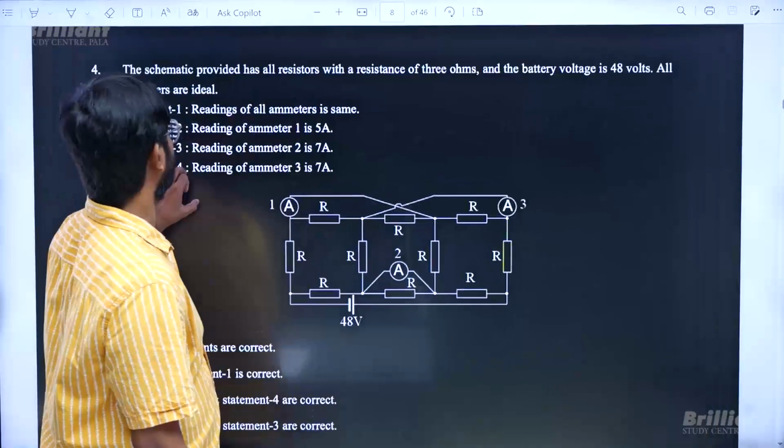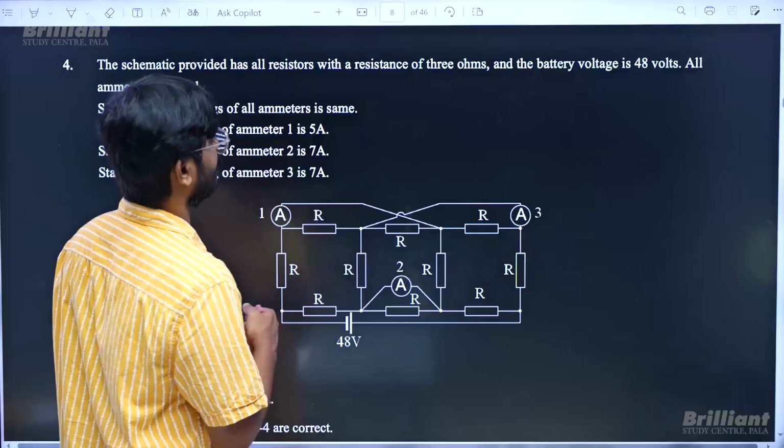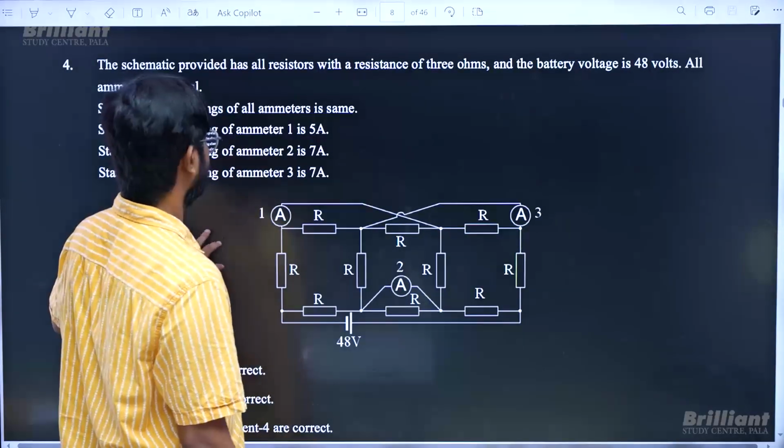The schematic provided has resistors with resistance each of 3 ohms and battery voltage is 48, and all ammeters are ideal. Then what are the readings in the ammeters?